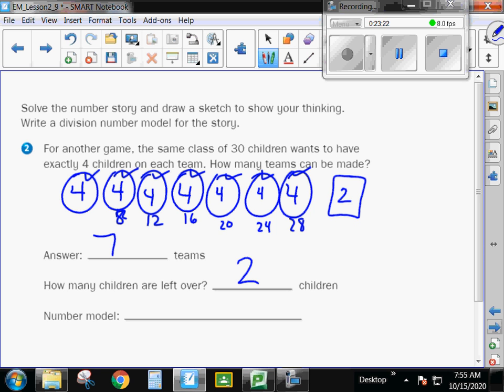2. Okay, now that might need a little bit of explaining. I'm going to either need to create another team for those kids, or I'm going to have to go ahead and have a couple of teams with more than 4 kids. So sometimes when you're doing an answer to a word problem like this, you might need to add a little bit of extra explanation along with your answer. But the number model is 30. How was I dividing that 30 up this time? Into teams of 4. How many teams of 4 was I able to make? 7, with the remainder of 2. And this is where you can also do a little bit of explaining.